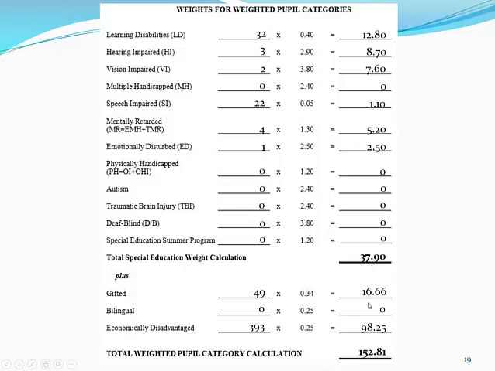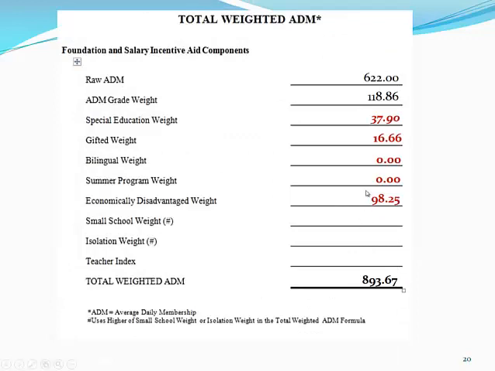We take our gifted, our bilingual, and our Title I or our farm kids, and we add all that together, and we come up with a pupil category of 152.81. And we're going to transfer these 5 numbers, including our summer special education program, over to our chart. And there you can see where we've simply inserted them in. Okay? And we've updated our running total. Now we're up to 893.67.